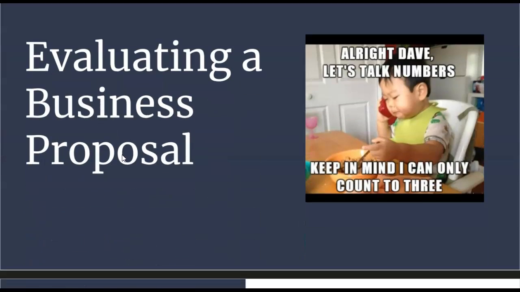So today we're going to evaluate a business proposal. Let's talk numbers. Keep in mind, I can only count to 3. And this is going to be a word problem. We're going to encounter word problems a lot on standardized tests and other kinds of tests. And I know that it's everybody's least favorite thing. So we're going to make a method to approach word problems in a way that maybe is a little bit less intimidating. We'll at least have a way to look at them and try to figure them out.